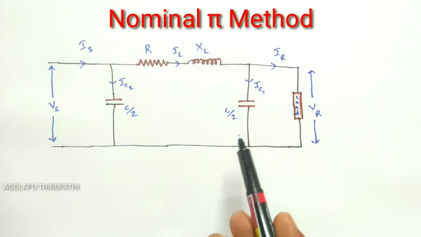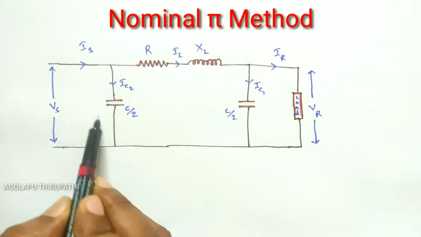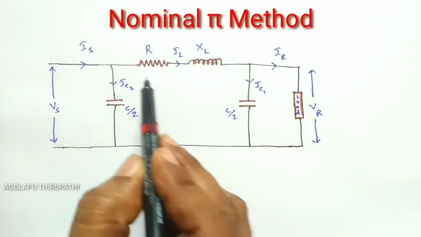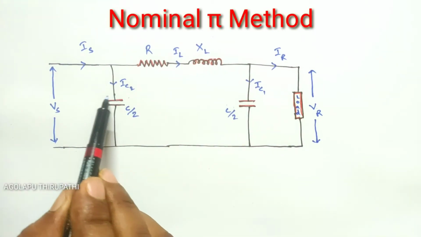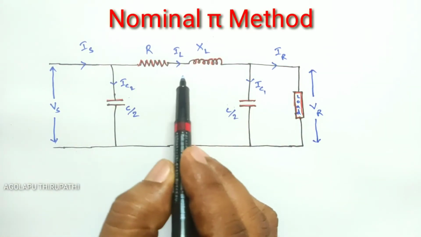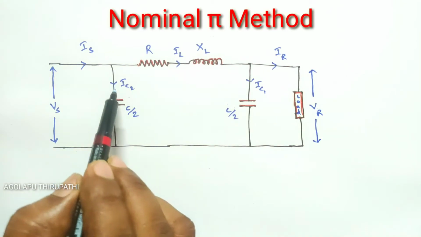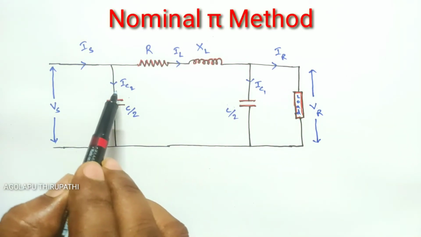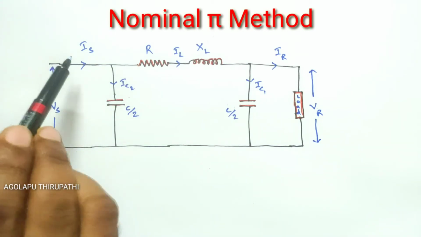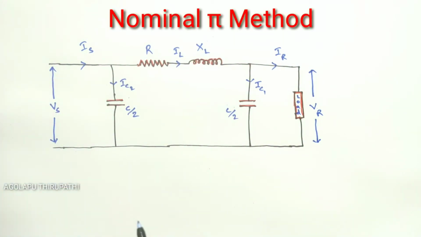From this circuit, it is clear that the sending end side capacitor has no effect on line drop. So see here, the sending end side capacitance has no effect on this line drop, but its current must be added to the line current in order to get the sending end current, right? So next I am taking the phasor diagram for this. By drawing the phasor diagram, we can derive the efficiency and regulation equations.